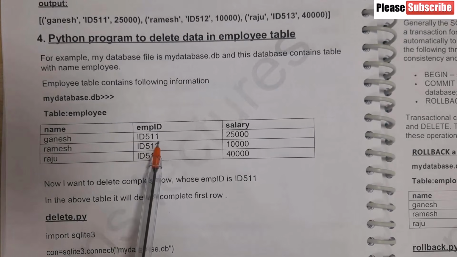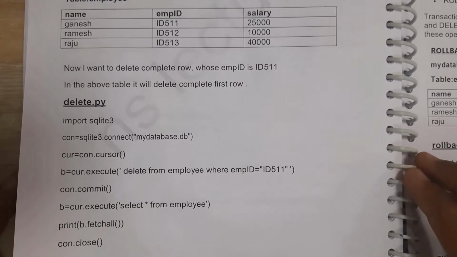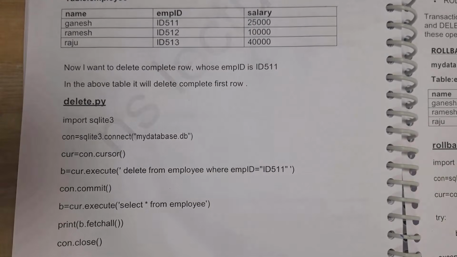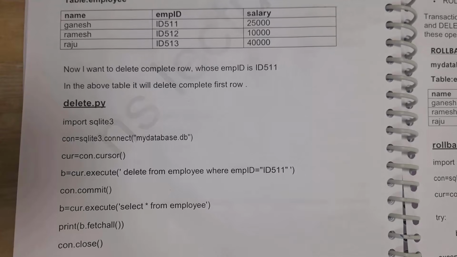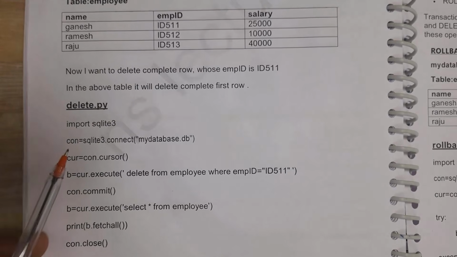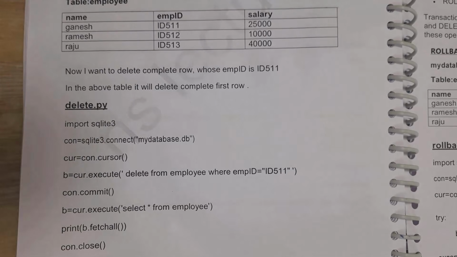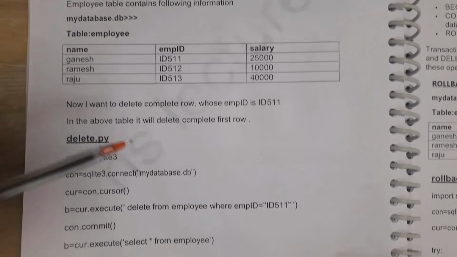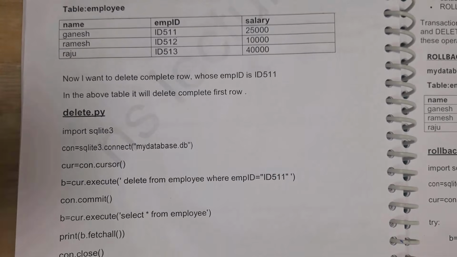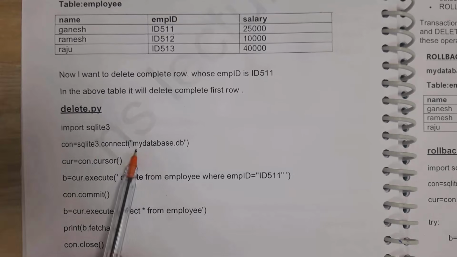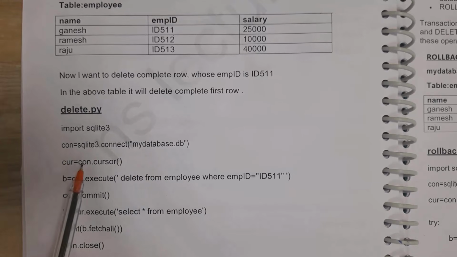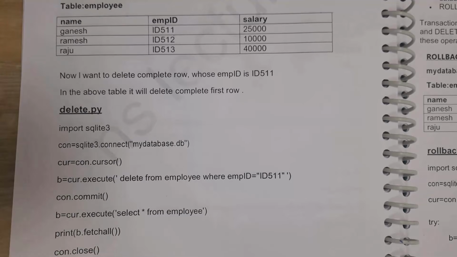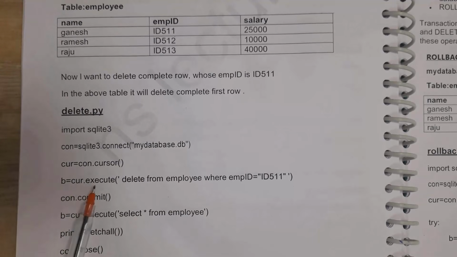Now I will write the program for this. As we know, at first we need to import sqlite3. So just write here import sqlite3 and next write con equal to the module name, that is sqlite3.connect, open brackets. Inside this you need to give the database name. My database name is mydatabase.db. So just write here mydatabase.db and next take the cursor method. My database is present in con. So just write here con.cursor and next write b equal to cursor.execute.